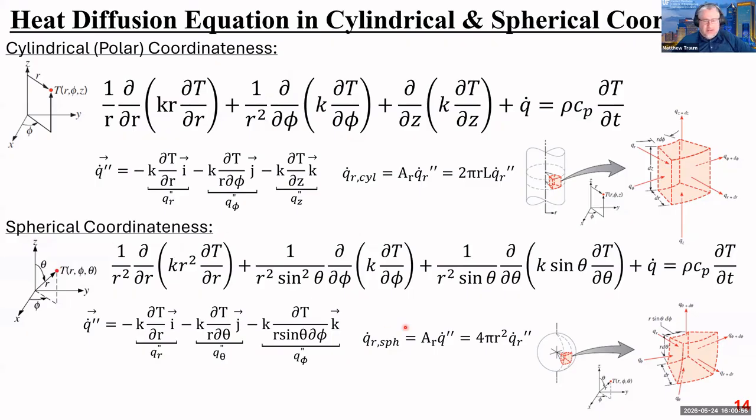In spherical coordinates, same idea as before, right? So now we're just taking a chunk of the sphere. We have the radial direction, we have a theta direction, we have a phi direction. So two rotational directions instead of one rotational direction because it's a sphere. And then we have our representative volume, dr, d theta, d phi.